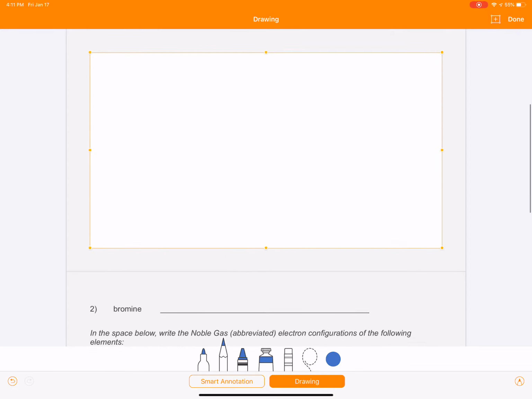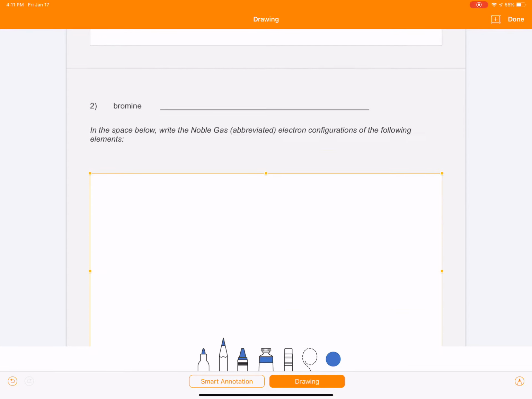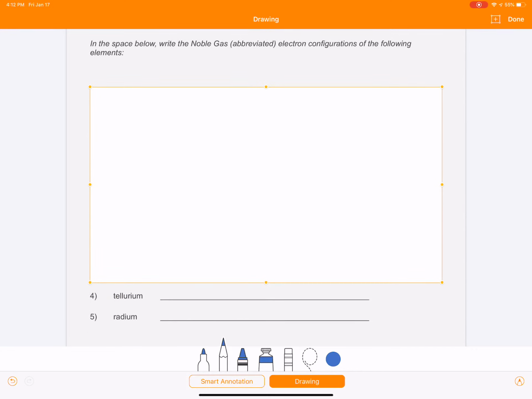Okay. Next, I'm going to put that here. Next, the directions say to write the noble gas electron configuration. And our first one is tellurium. Wow, that's a hard one to pronounce. So, tellurium has the elemental symbol of Te. Its atomic number is 52. That just helps us find it.